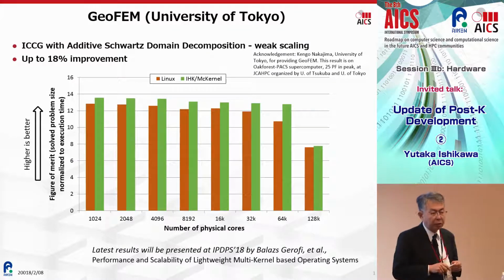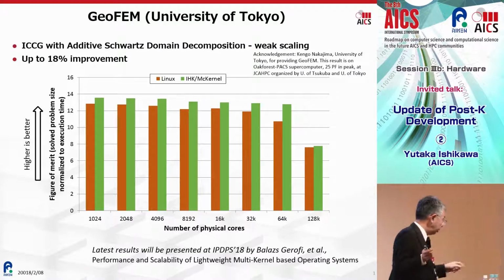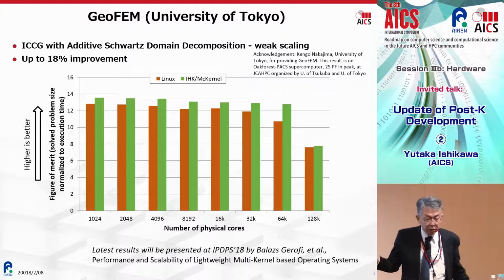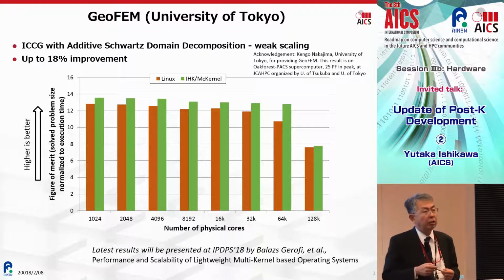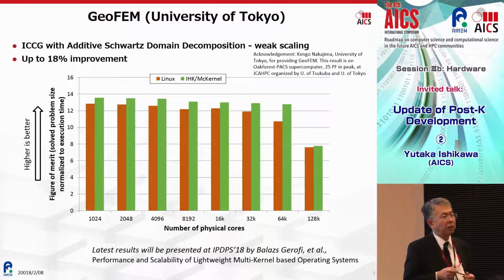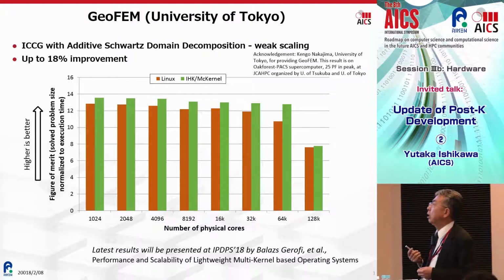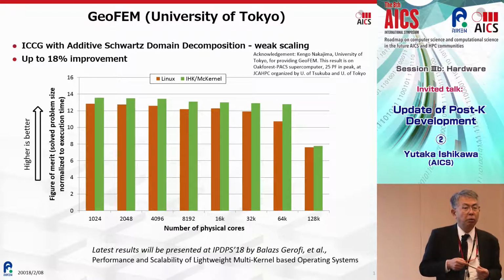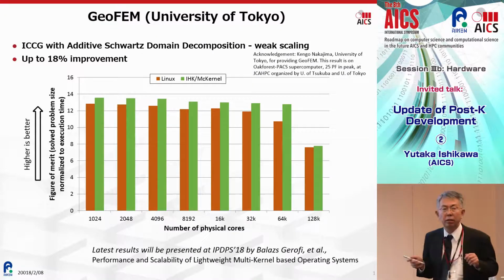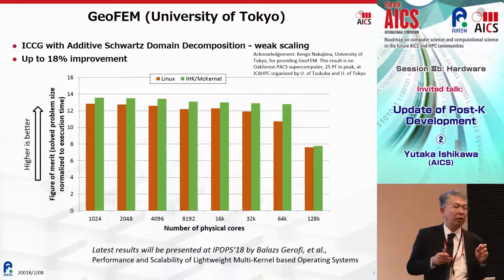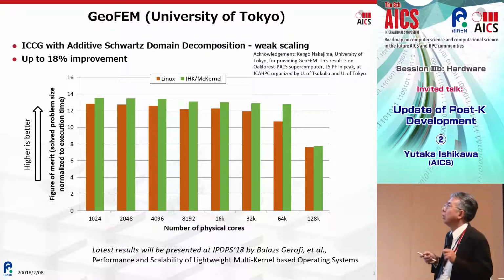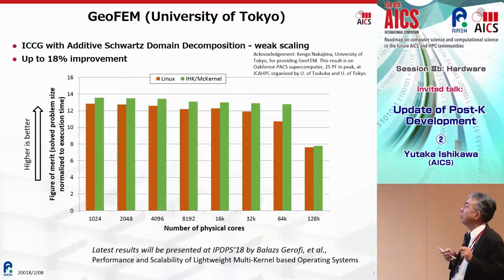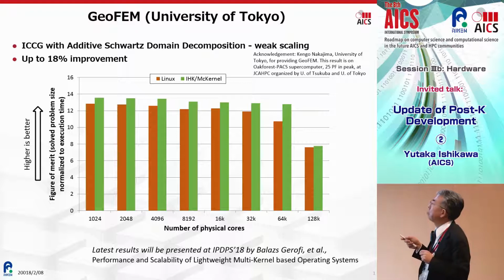So this is a result of using the Xeon. The IHK McKernel runs on the Intel Xeon Phi. We are planning to deploy the IHK McKernel to Oakforest-PACS, the supercomputer installed at the University of Tokyo and operated by the University of Tsukuba and the University of Tokyo. That's the 25 petaflops machine.